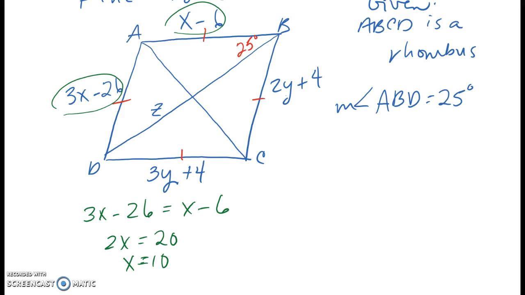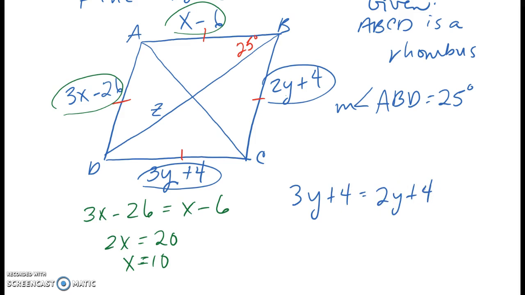So let me set these other two guys equal to each other to find y. Equals 2y plus 4. Okay, so same thing. I'm just going to move variables around and solve like an algebra problem. So if I subtract the 2y from both sides and then I subtract the 4 from both sides, I get that y is 0. So x is 10 and y is 0.